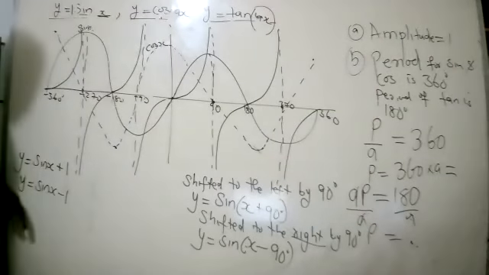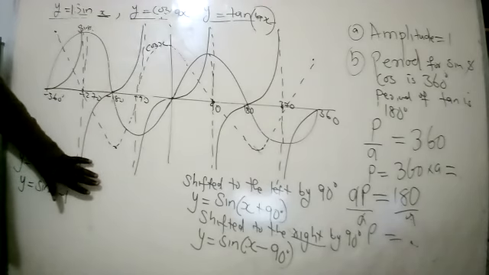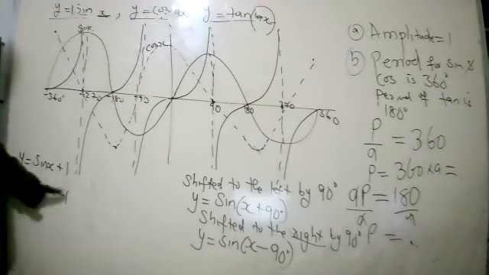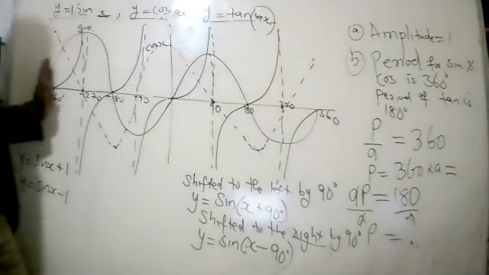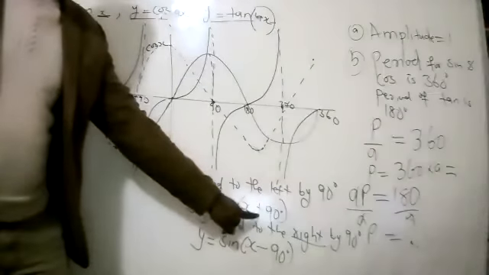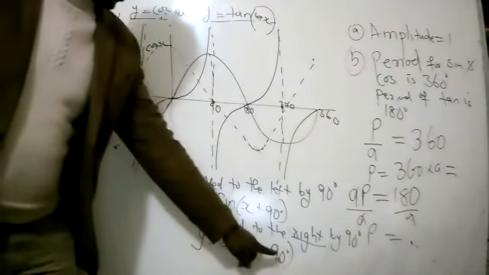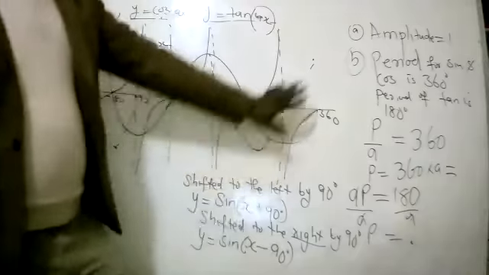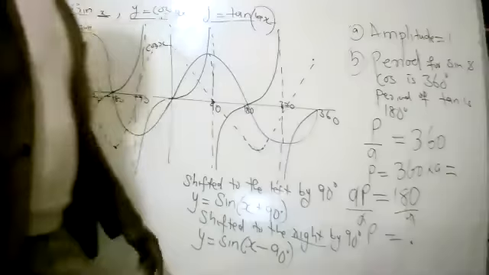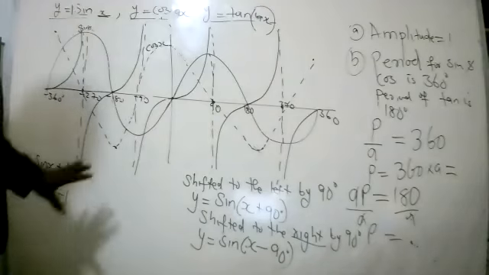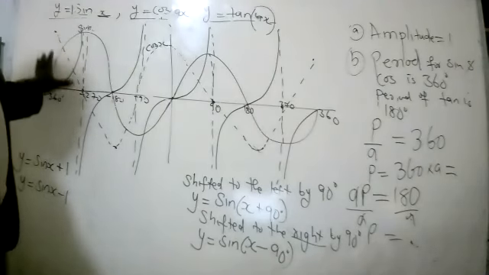Let me summarize again what I've said. I told you about when the graph shifted upwards or downwards. So you need to add by a unit here. And then when it shifted to the left and to the right, when it shifted to the left, you add by an angle, and then when it shifted to the right, you subtract by an angle. And then I also explained about the period. I also explained about the amplitude. So those are the information which you must understand before answering any question.